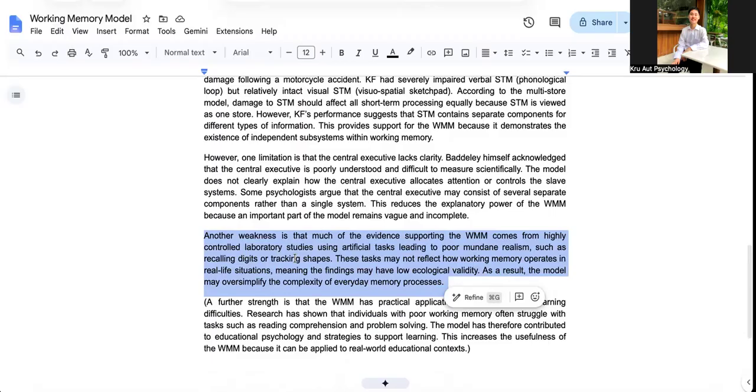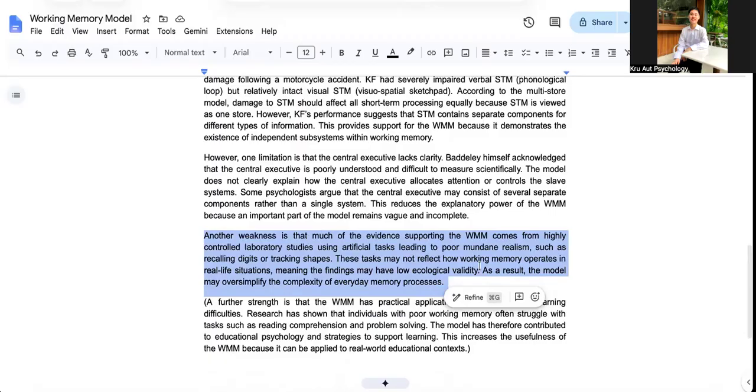So now look at this paragraph. Another weakness is that much of the evidence supporting the working memory model comes from highly controlled laboratory studies using artificial tasks, leading to poor mundane realism, such as, so we want to be specific to what is actually tested or done in these studies, such as recalling digits or tracking shapes. These tasks may not reflect how working memory operates in real life situations. We want to be specific about our wording.